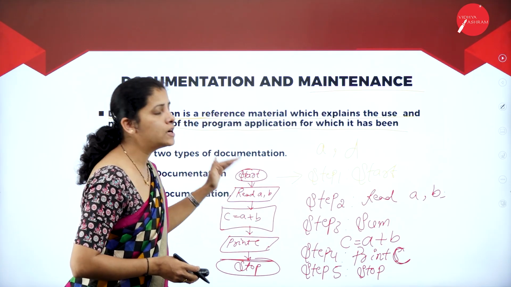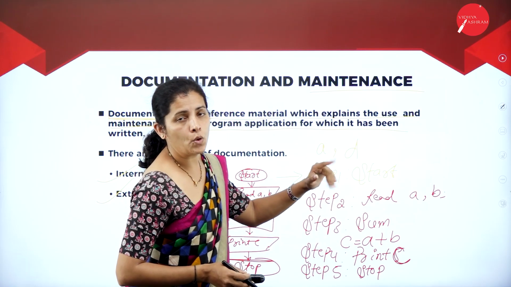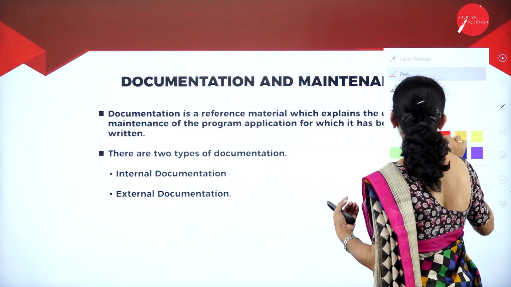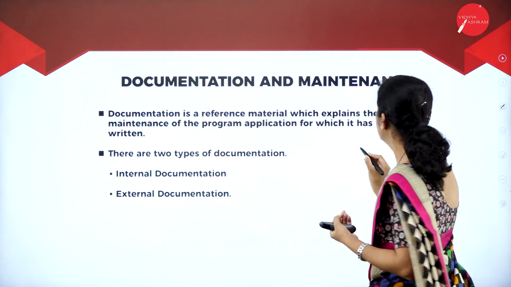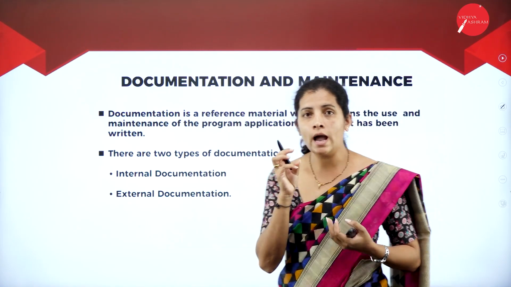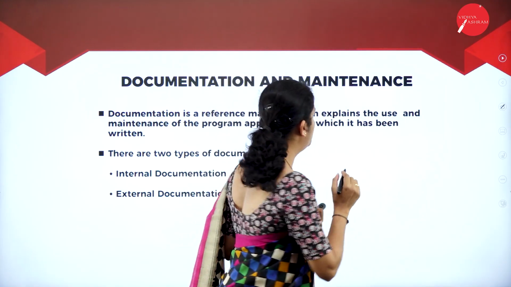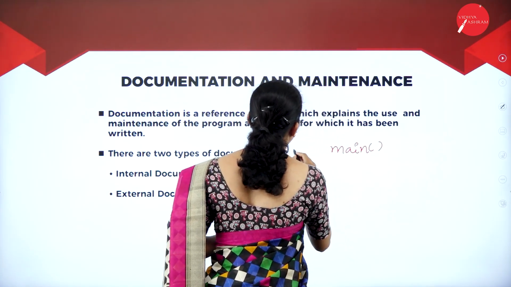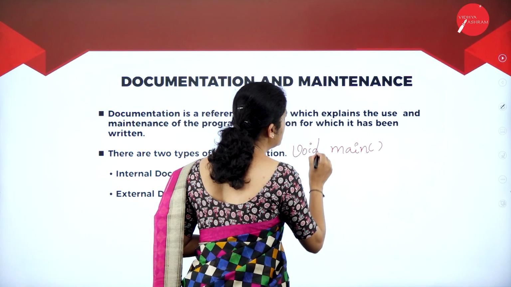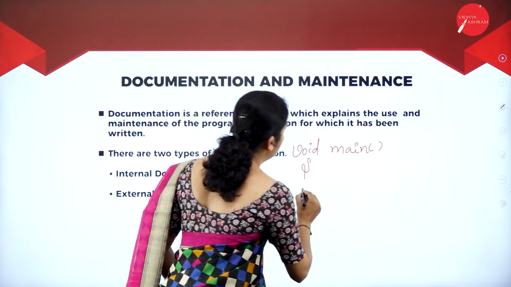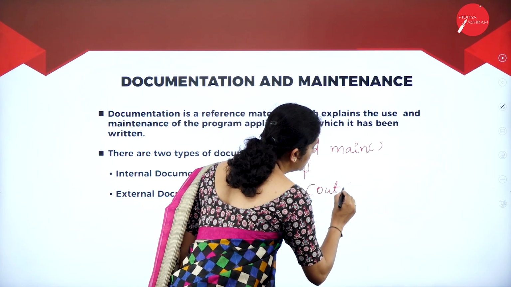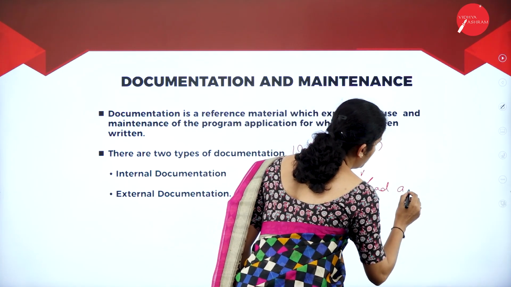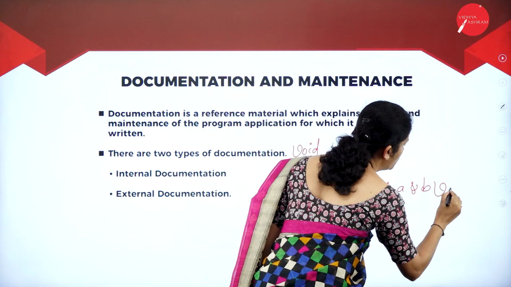Now I want to convert my flowchart into a program. How am I going to write my program? Initially, I want to read the input. So I'll start from the main program. It is of type void because it does not return any value. Then cout read A and B value.